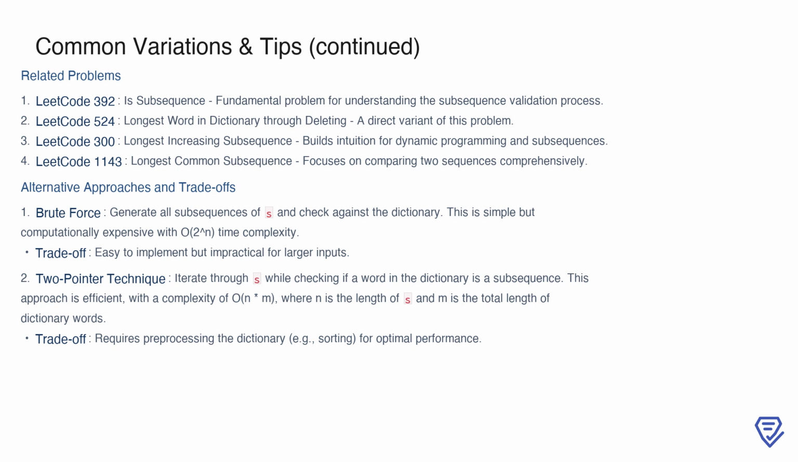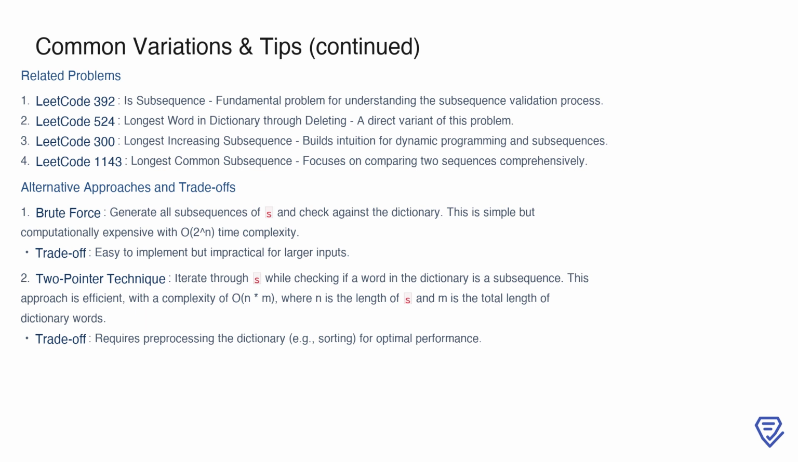This problem also connects to several related problems that can help deepen your understanding. For example, LeetCode 392, which is the is-subsequence problem, focuses on the fundamental process of validating subsequences and is a great starting point. LeetCode 524, which is the exact problem we're discussing, challenges you to apply those concepts while accounting for additional constraints like sorting and tie-breaking. LeetCode 300, the longest increasing subsequence, builds intuition for dynamic programming and subsequences in a broader sense. Similarly, LeetCode 1143, the longest common subsequence, compares two sequences comprehensively and introduces a more advanced approach to solving these types of problems.